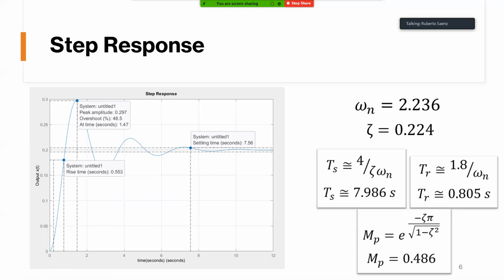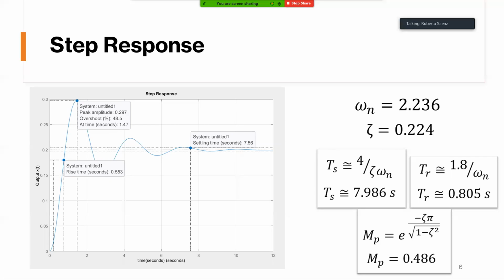Here we have the step response. From the graph, we have a maximum overshoot of 48.5%. We have a rise time of 0.553 seconds and a settling time of 7.56 seconds.